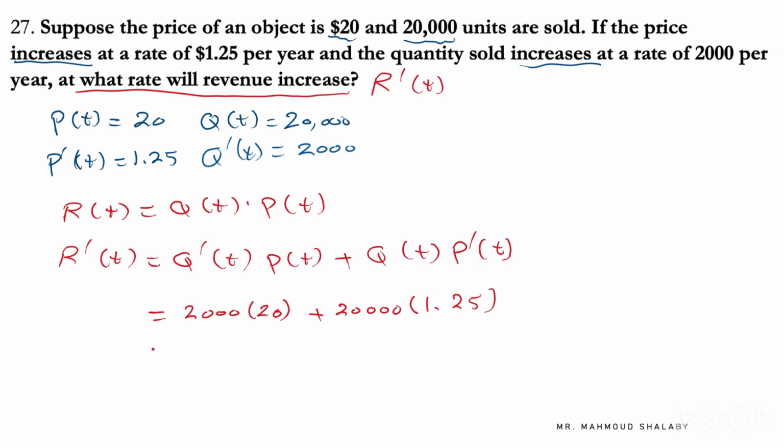And now all you need to do is to put it on the calculator and find the result, and the answer will be 65,000. So, at what rate will the revenue increase? It will increase, of course, because it's positive, by 65,000. This is how I should write the answer. So we can say the revenue rate will be increasing by 65,000. All right, hope things are easy now. Thank you so much.